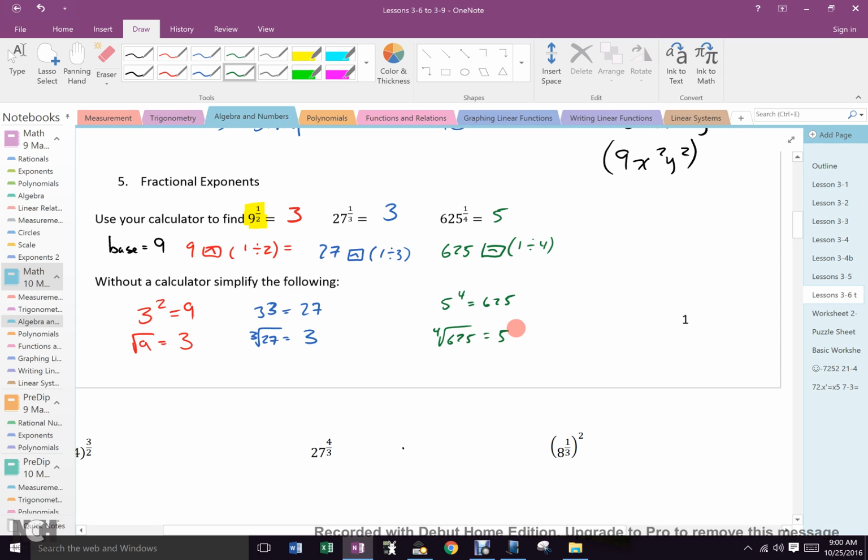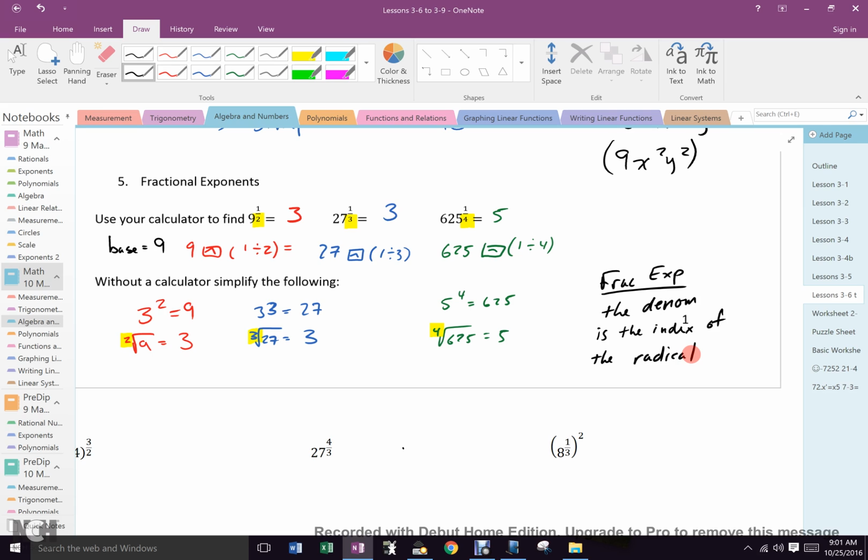Now, look closely. What do you notice about the index and the denominator? They're the same. So, in a fractional exponent, the denominator, I'm going to be lazy, I'm just going to write denom because I'm a lazy sack, is the index of the radical. Everybody cool with that? The bottom one. Everybody sees that?